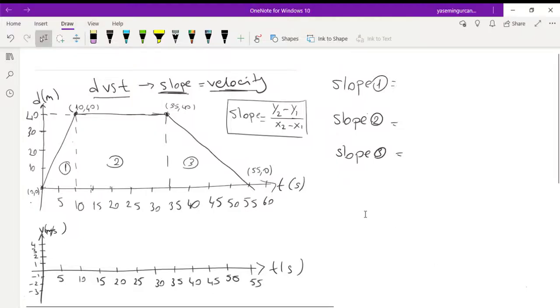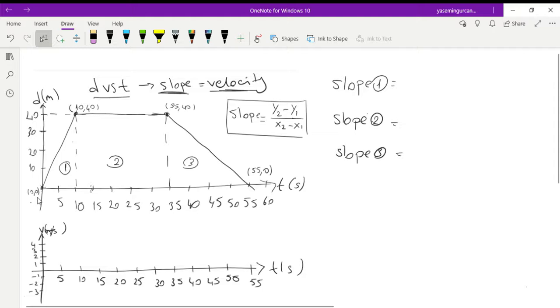Hi everyone. So here we have a distance versus time graph given. I prepared some things beforehand so we don't spend too much time drawing these things. We have a distance versus time graph here, distance in meters and time in seconds.